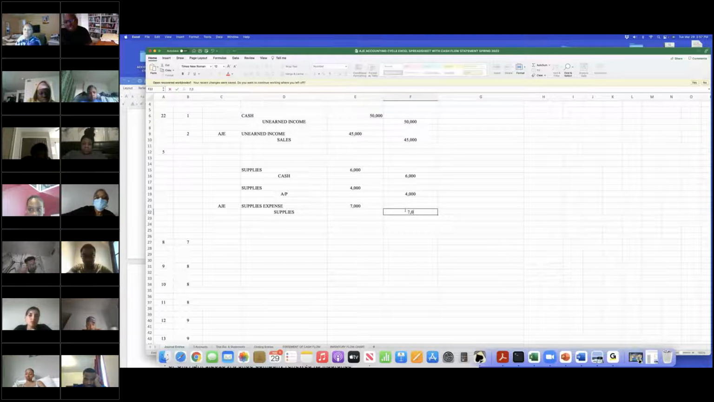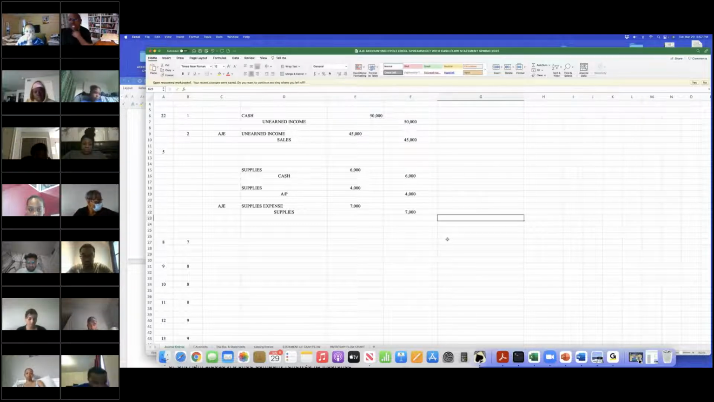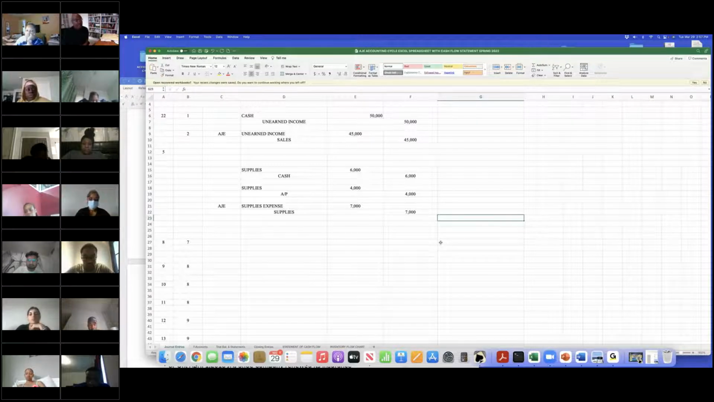Are there any questions by anyone? Because everybody's supposed to be able to do supplies expense. Everybody has to be able to do unearned income and supplies expense. Any questions on that first year? So this is number 5. Can you go back to the T account so I can see what that looked like again? Okay.